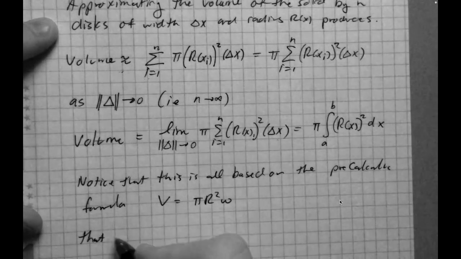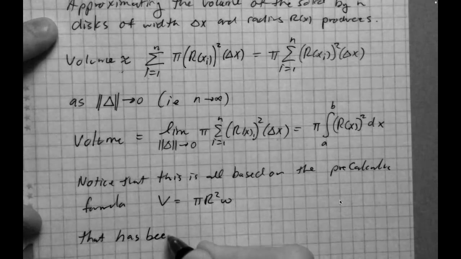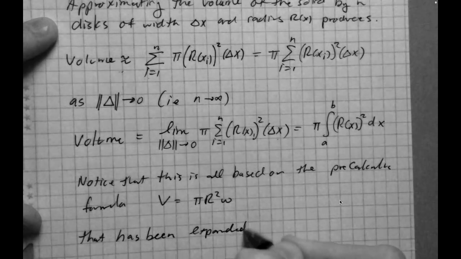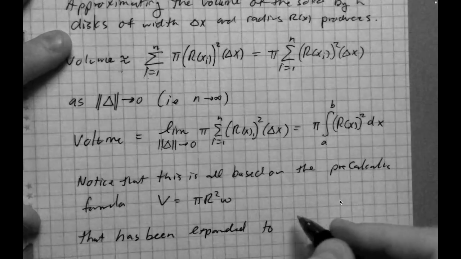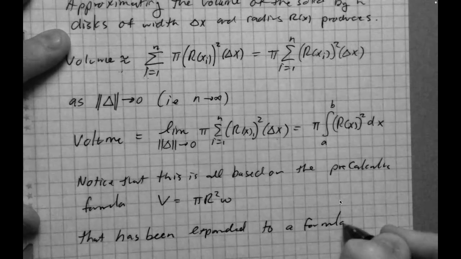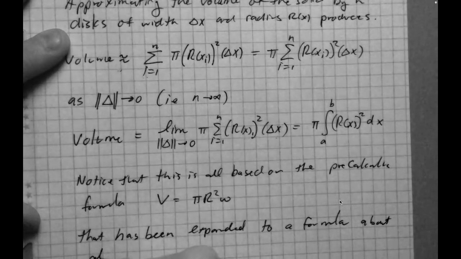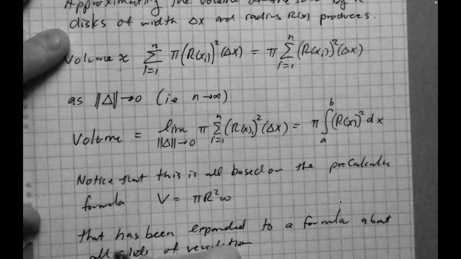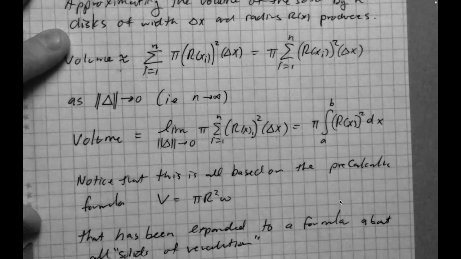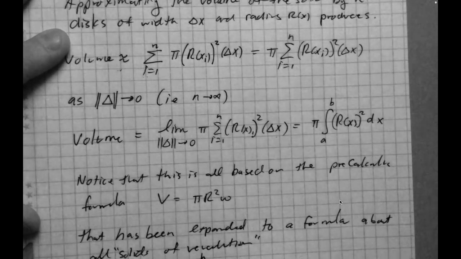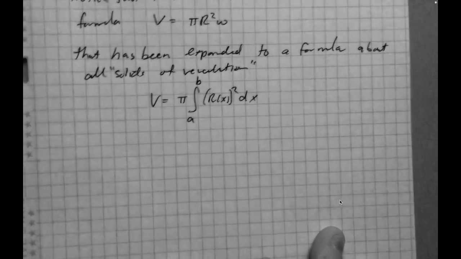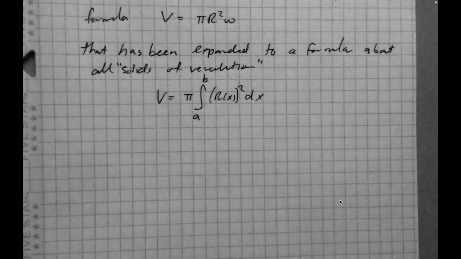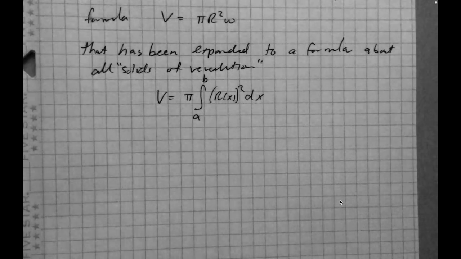So this has been expanded to a formula about all solids of revolution. Okay, so V equals pi times the integral from a to b of r of x squared dx. All right, perfect. Okay, and so this is the disk method. Right? This is the disk method right here.